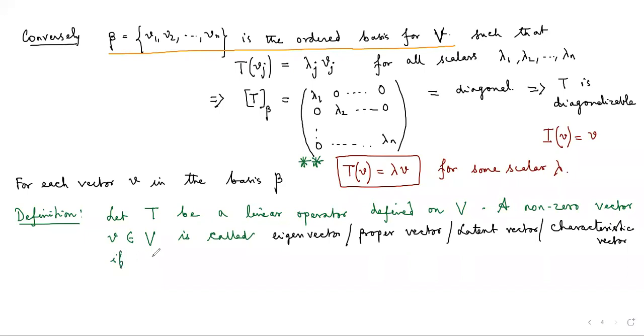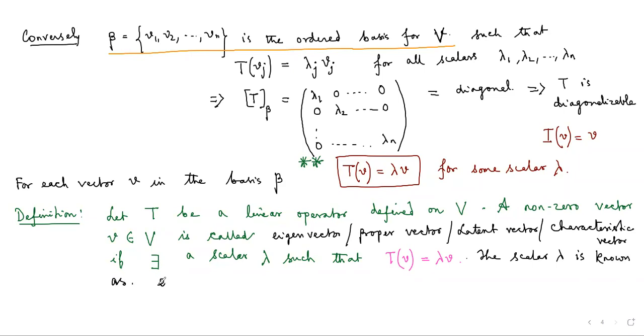If there exists a scalar lambda such that TV is equal to lambda V, then the scalar lambda is known as eigenvalue or proper value or latent value or characteristic value corresponding to the eigenvector V.